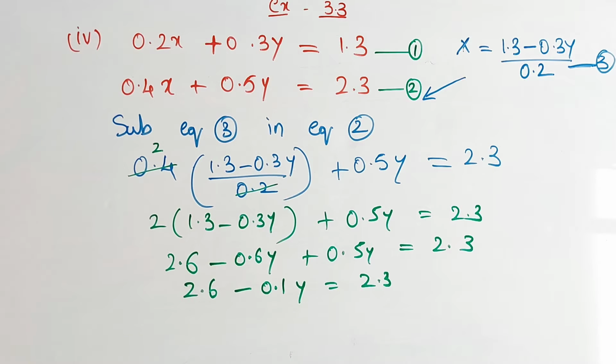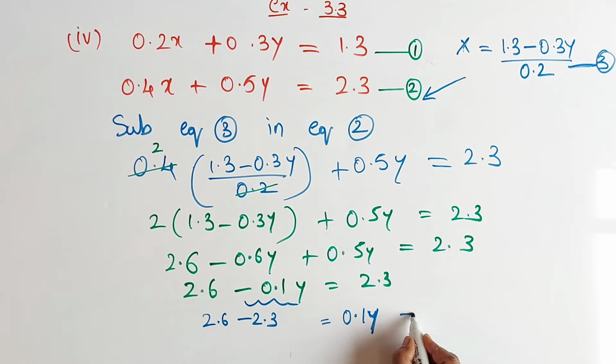Correct, children? We want y value. So send this part to right hand side. 0.1y equal to, now this will come to left hand side, 2.6 minus 2.3. Correct? So what is 0.1y? 2.6 minus 2.3 is 0.3. From here y equal to 0.3 by 0.1. That equal to 3, children. Y value is 3 here.